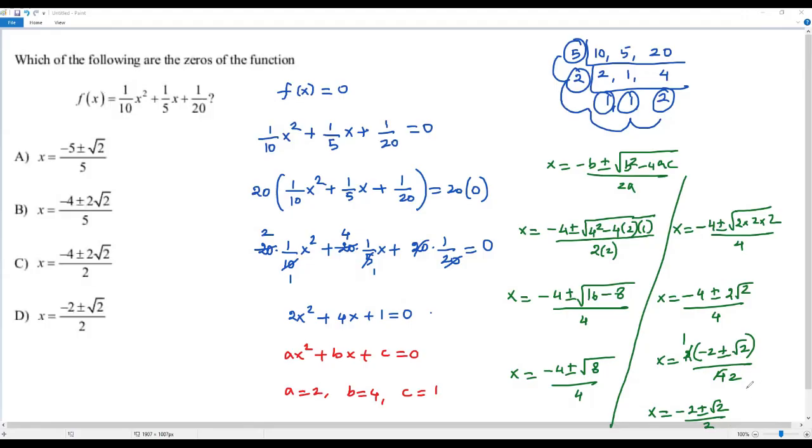Here I got two zeros for the given function, that is two values for x. That is (negative 2 plus the square root of 2) over 2. The other one is (negative 2 minus the square root of 2) over 2. We find this exactly in answer choice D. The correct answer choice for this question is D.